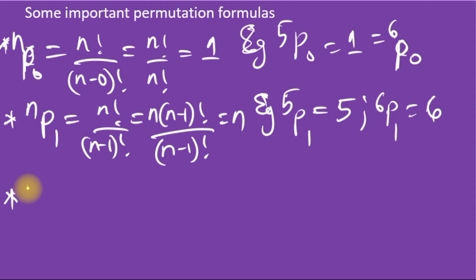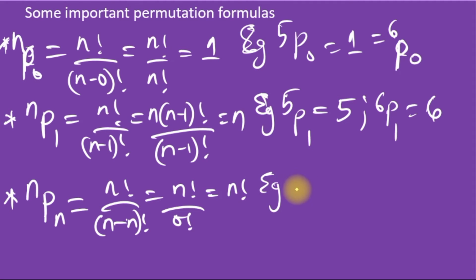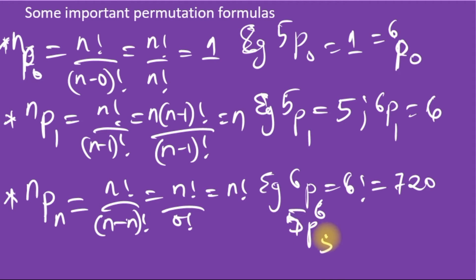Again, the last one, let's find n permutation n, which is n factorial over n minus n factorial. So n minus n is 0, so 0 factorial, and we know that 0 factorial is 1, so we have n factorial. Example, if you have 6 permutation 6, the answer is 6 factorial, which is 720. If you have 5 permutation 5, the answer is 5 factorial, which is 120. So these are the 3 important formulas for permutation.